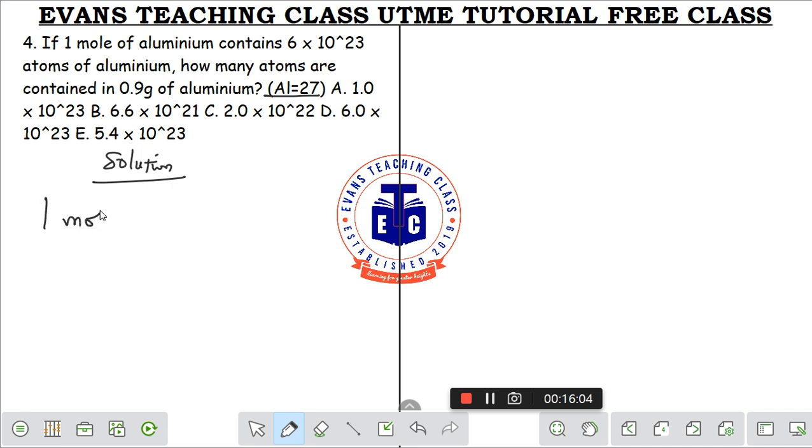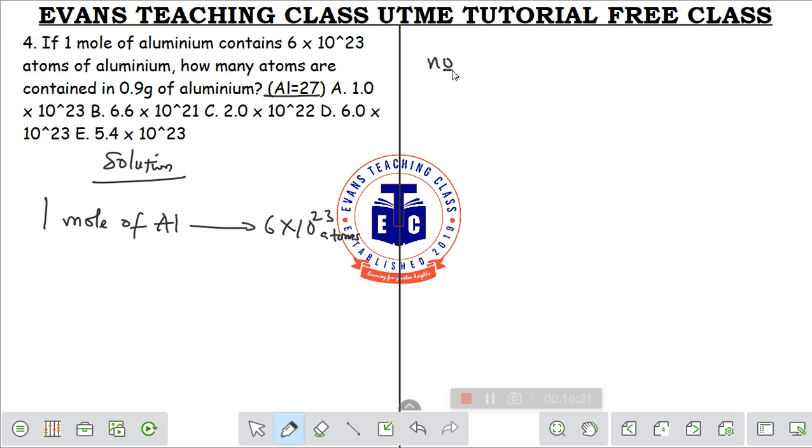So they gave us that 1 mole of aluminium contains 6 times 10 raised to the power 23 atoms. Now with this that they gave us, they've already given us a clue. Don't forget what I told you in one of the questions we did. That number of mole is what? Mass over molar mass. Now if you look at this question, they've already given us one mass, but this mass, just leave it. I will tell you where to use it.